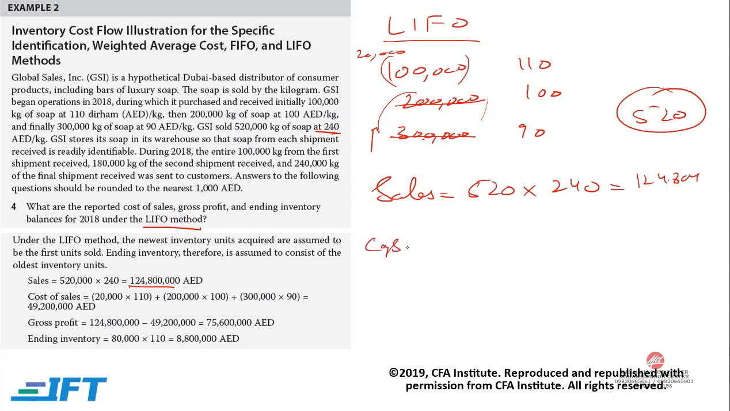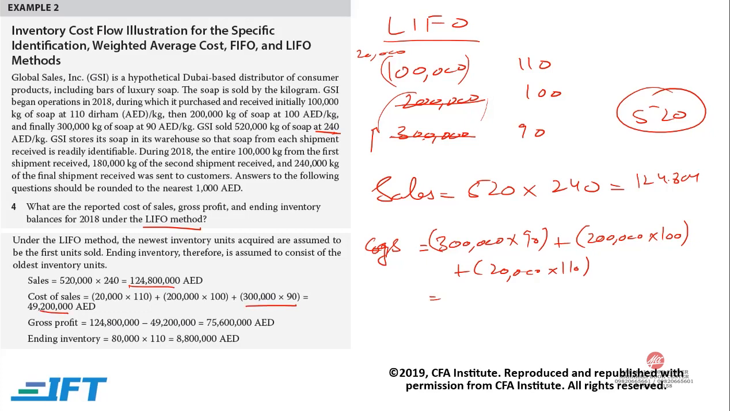So our total cost of goods sold would be 300,000 multiplied by 90, plus 200,000 multiplied by 100, plus 20,000 multiplied by 110. So total cost of goods sold would be 49.2 million. So 300,000 went first, then 200,000, and then 20,000 from the first batch. 49.2 million is cost of goods sold.